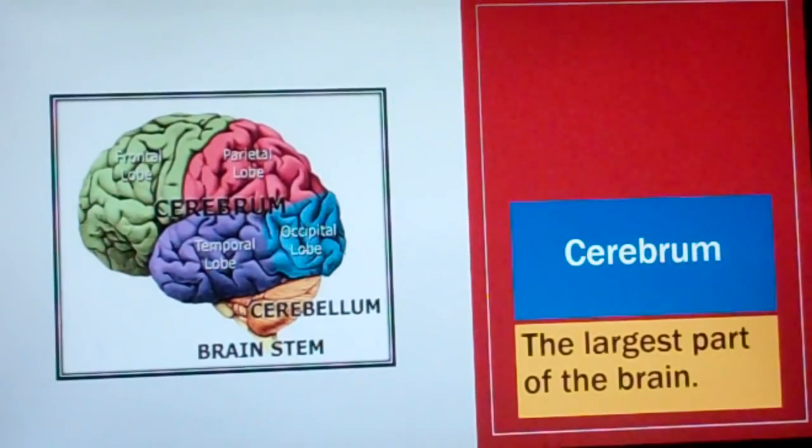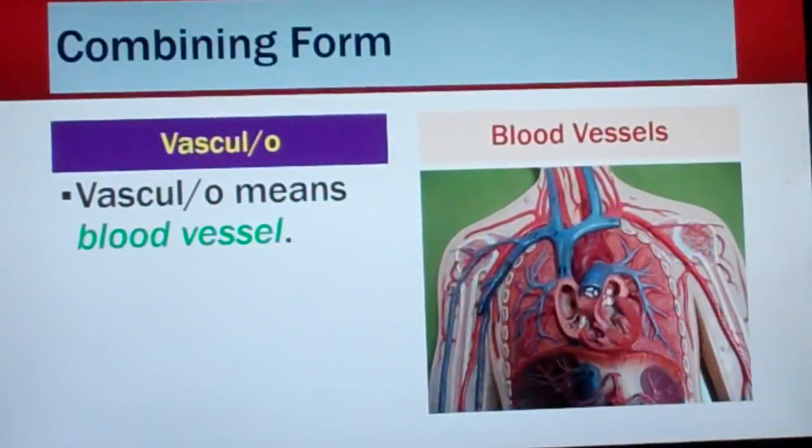Cerebrum, the largest part of the brain. Combining form, vasculo. Vasculo means blood vessel.